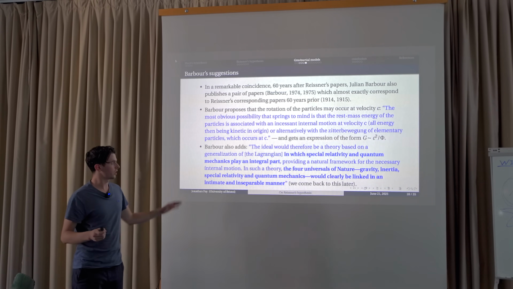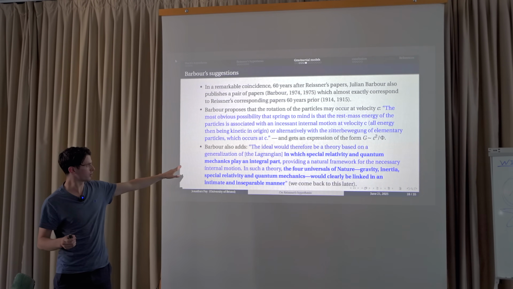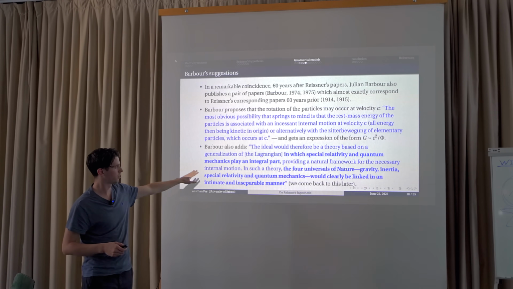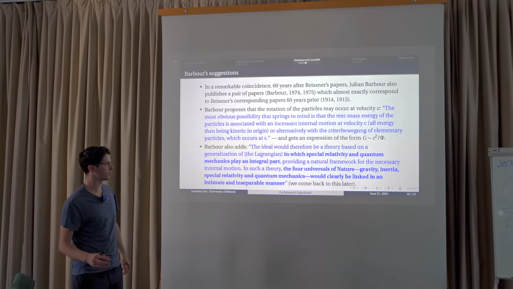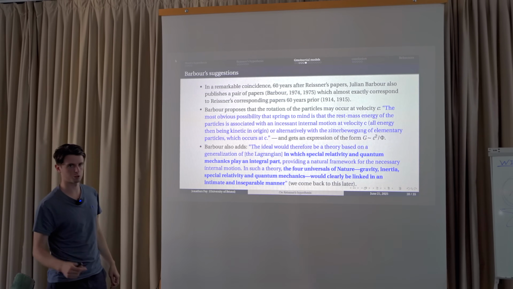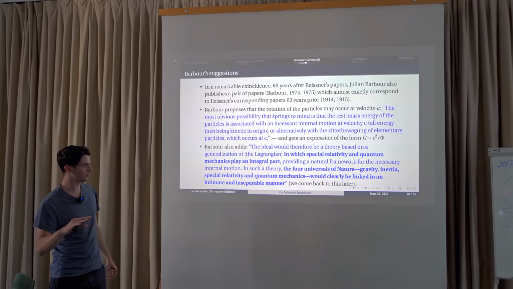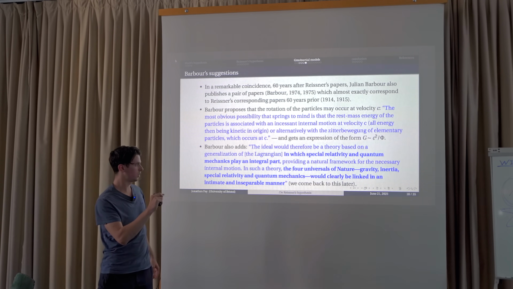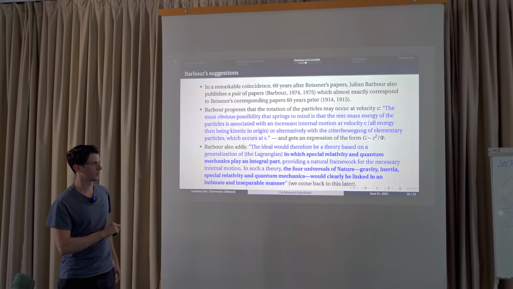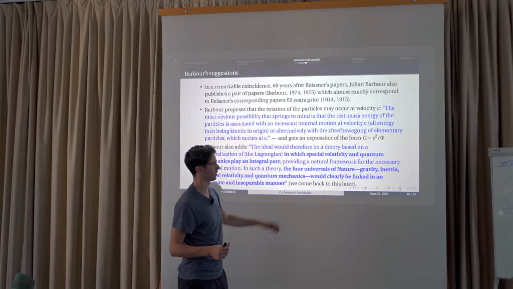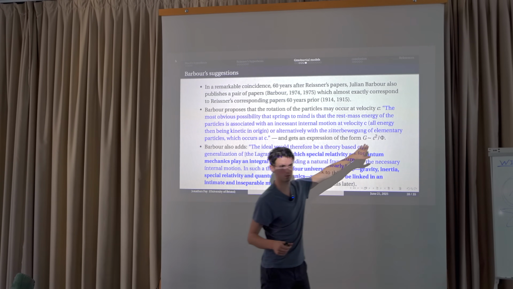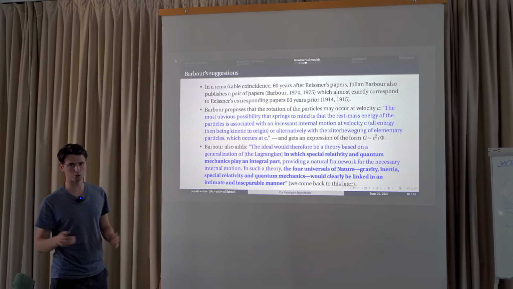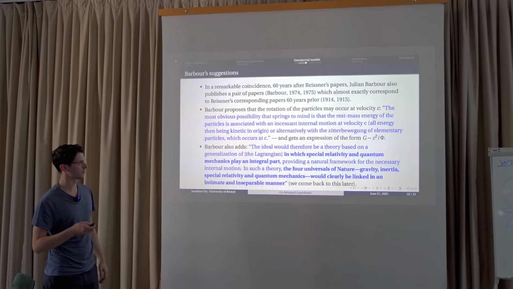So he also adds, the idea will therefore be a theory based on a generalization of the Lagrangian we saw, in which special relativity and quantum mechanics play an integral part, providing a natural framework for the necessary internal motion that would produce the gravitation. In such a theory, the four universals of nature, gravity, inertia, special relativity, and quantum mechanics, would clearly be linked in an intimate and inseparable manner. And I would also add cosmology, as we'll see at the end, because this relation has some implications for cosmology. And of course, Mach's principle is inherently related to cosmology.